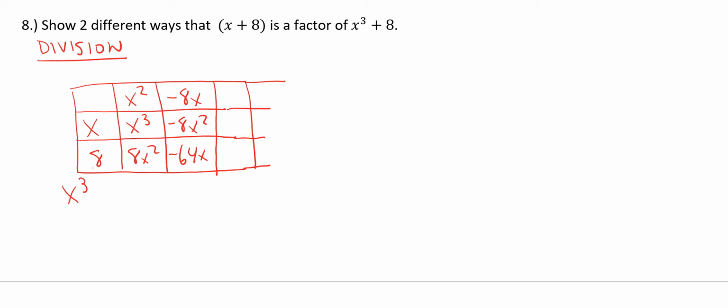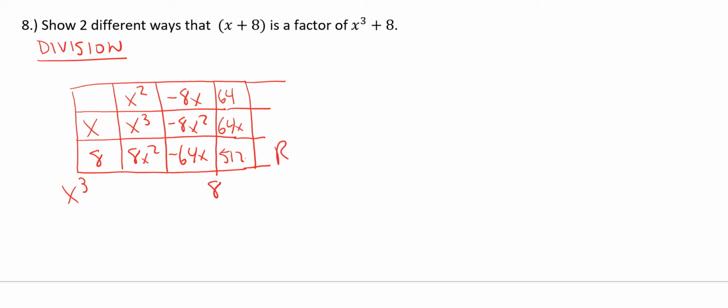All right, and so then again, this adds up to 0, so this has to be positive 64x. So x times what gives me 64x is 64. And then 64 times 8 gives me, I believe, 512. Let me double check. 8 times 64 is 512. Good. And so to be a factor, it would have to be 8.